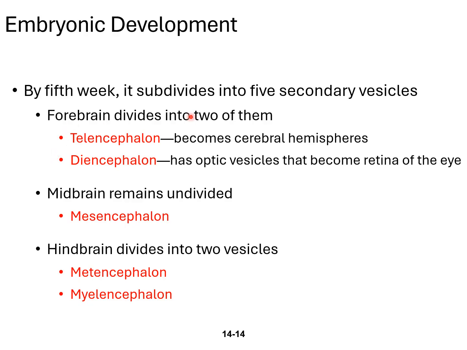So the forebrain then divides into two more structures. The telencephalon becomes the cerebral hemispheres. The diencephalon has the optic vesicles and becomes the retina of the eye. The mesencephalon becomes the mesencephalon. The hindbrain goes into two more structures, the metencephalon and the myelencephalon.